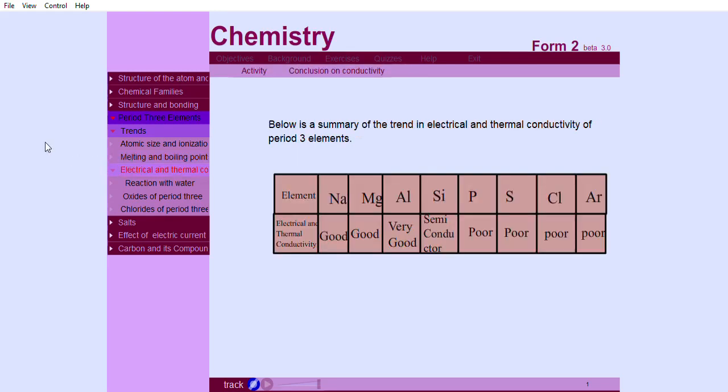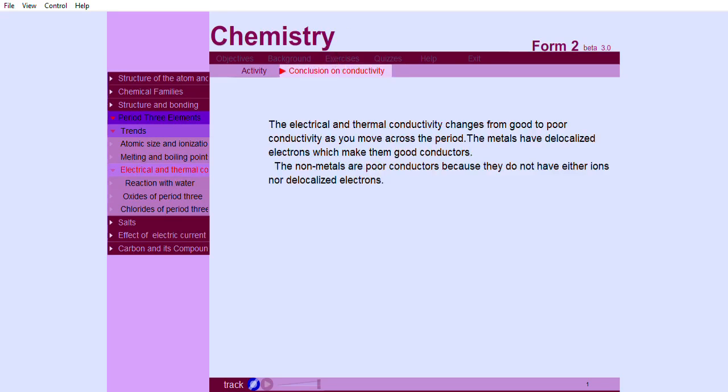Below is a summary of the trend in electrical and thermal conductivity of period 3 elements. The electrical and thermal conductivity changes from good to poor conductivity as you move across the period. The metals have delocalized electrons, which make them good conductors. The non-metals are poor conductors because they do not have either ions or delocalized electrons.